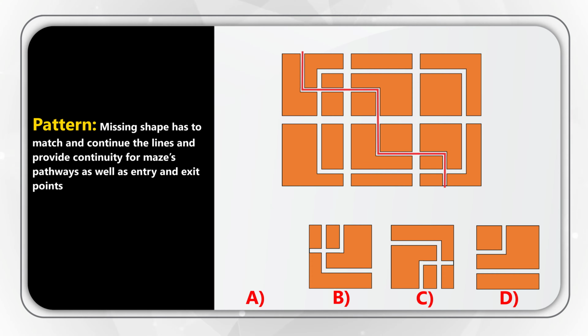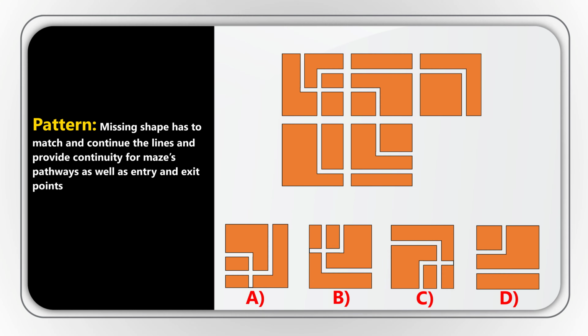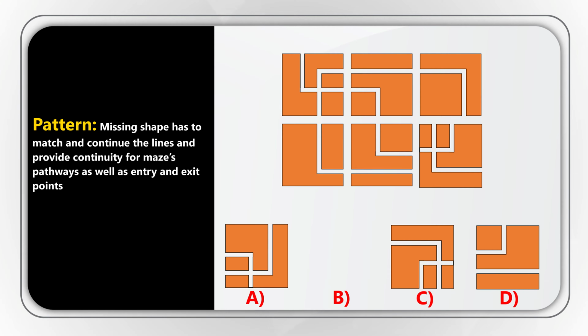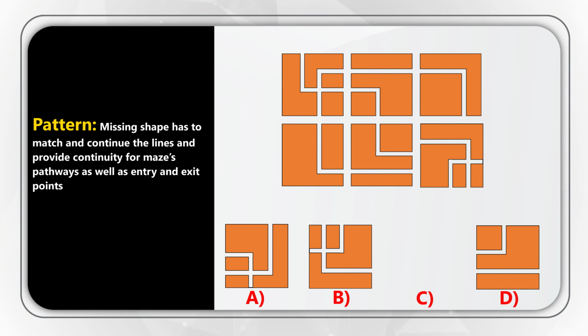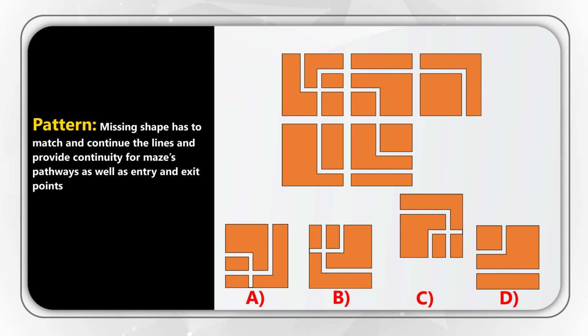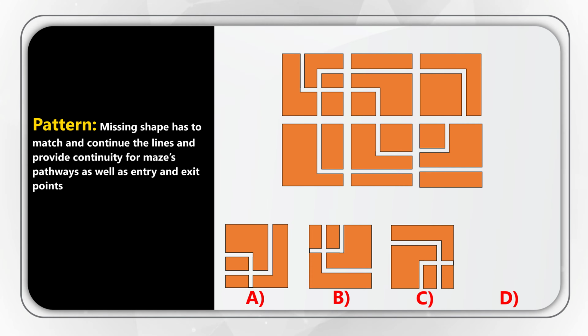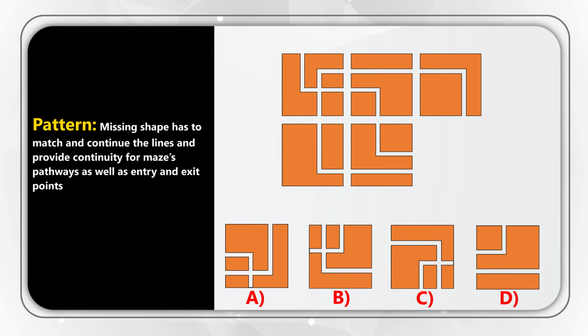To verify that we found the correct solution, let's look at the choices B, C, and D to make sure that they're incorrect. Let's start with choice B. If we place it, it doesn't meet all the conditions. Same with choices C and D. They either do not continue the lines or do not provide entry and exit points into the maze.